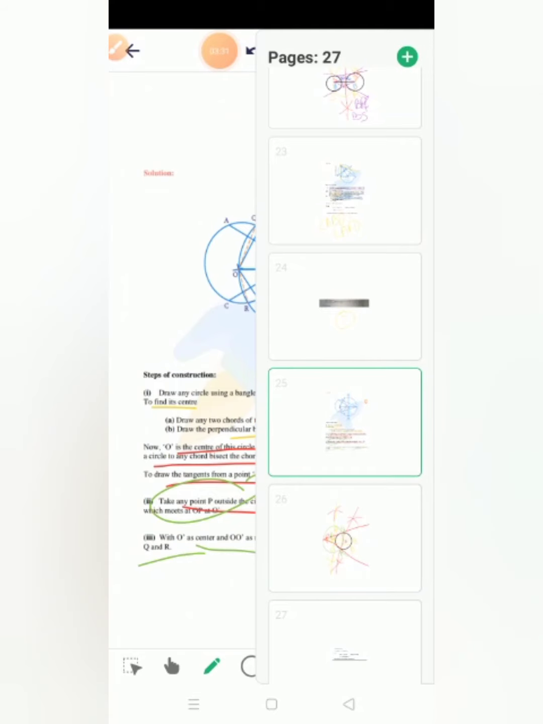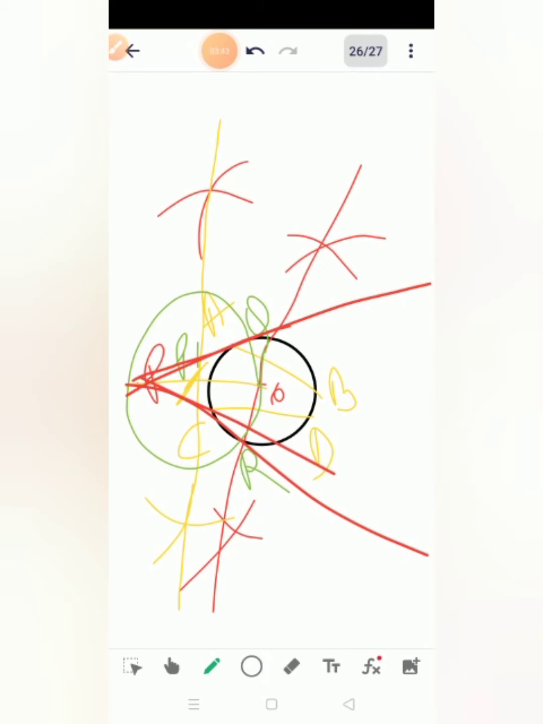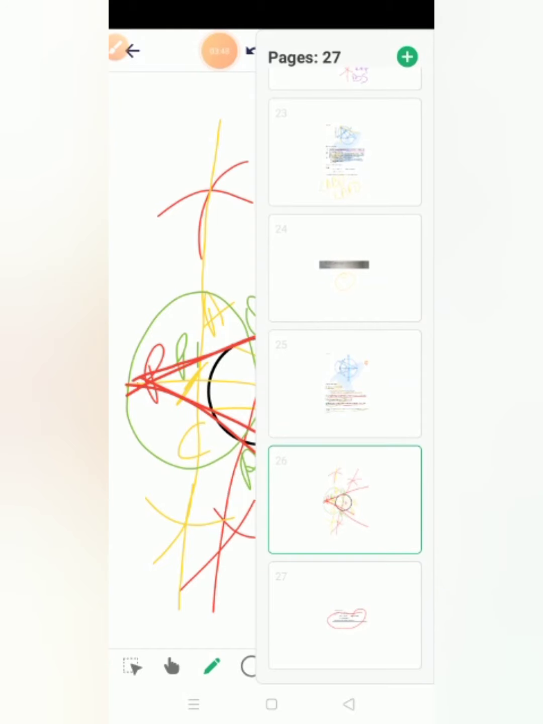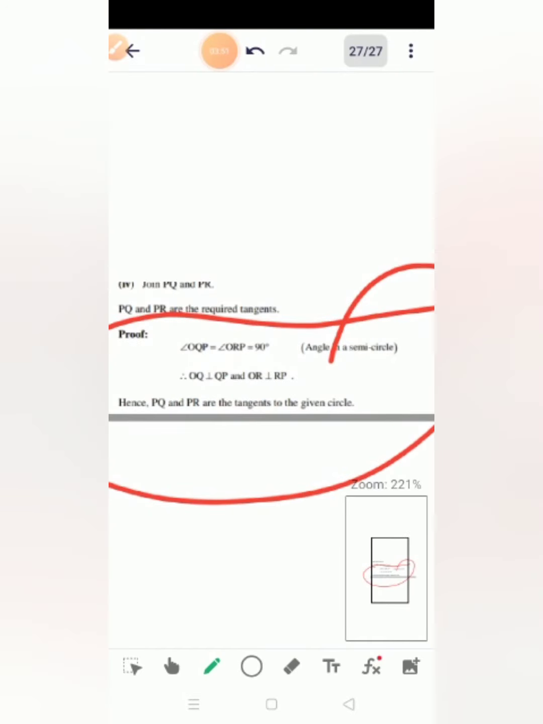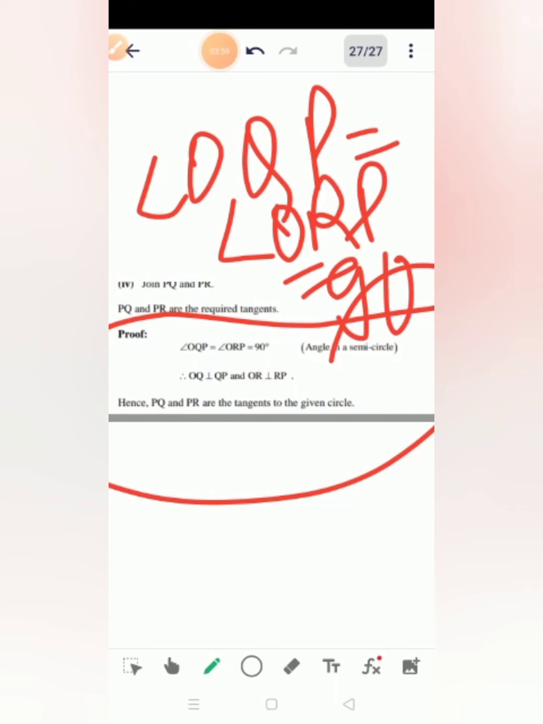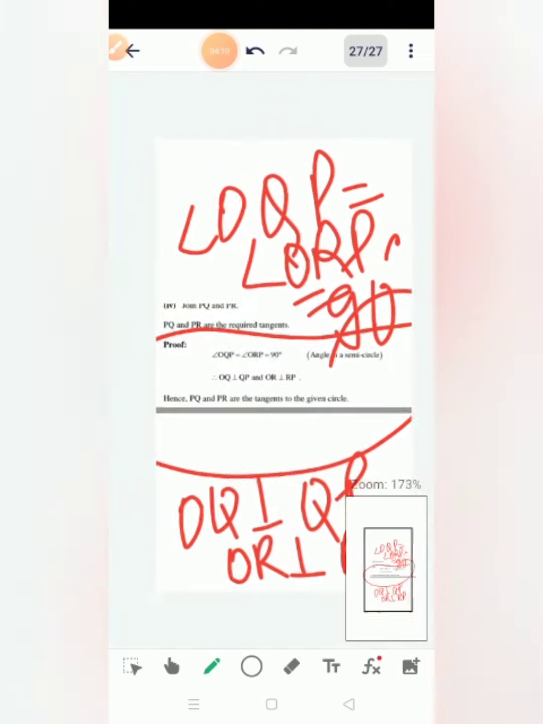After that, what you are asked to do is to prove that PQ and PR are the required tangents. So PQ and PR are the required tangents, and here is the proof. Angle OQP is equal to angle ORP, they are 90 degrees, fine. And then OQ is perpendicular to QP and OR is perpendicular to RP. Hence PQ and PR are the tangents to the given circle.